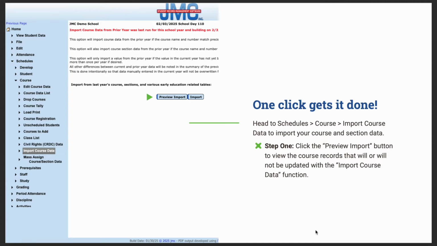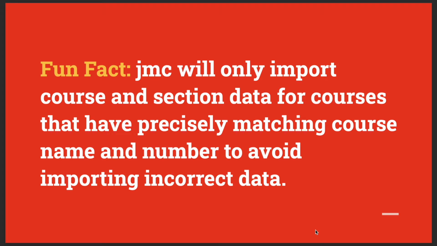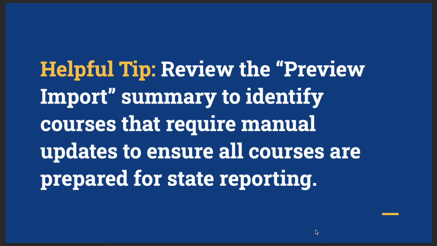Head to Schedules, Course, Import Course Data to import course and section data. Step 1, click the Preview Import button to view the course records that will or will not be updated with the Import Course Data function. Fun fact, JMC will only import course and section data for courses that have precisely matching course name and number to avoid importing incorrect data. Helpful tip, review the Preview Import Summary to identify courses that require manual updates to ensure all courses are prepared for state reporting.